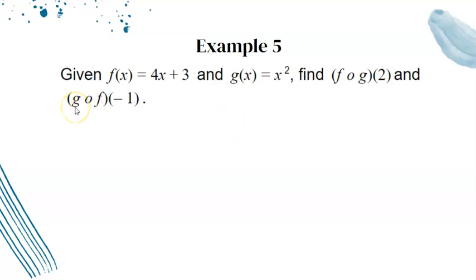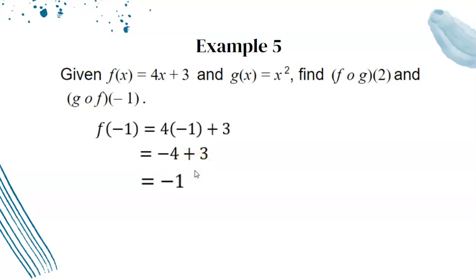Okay, the second part of this problem, we have g of f of negative 1. So I'm going to use the second method. I'm going to plug negative 1 into f, and then get an answer and plug that answer into g. So plugging negative 1 into f is called f of negative 1. So I have 4 times negative 1 plus 3. That'll obviously give me a negative 4 plus 3, and when I add those, I get a negative 1.